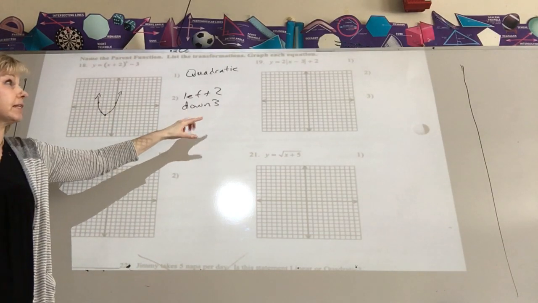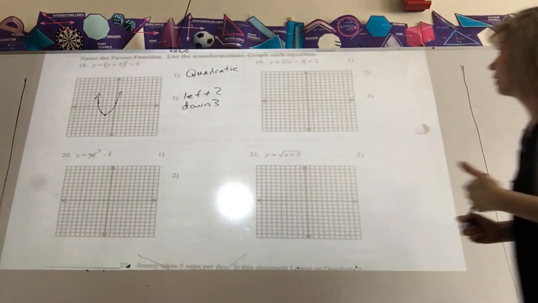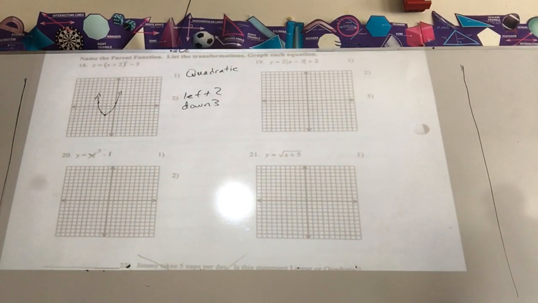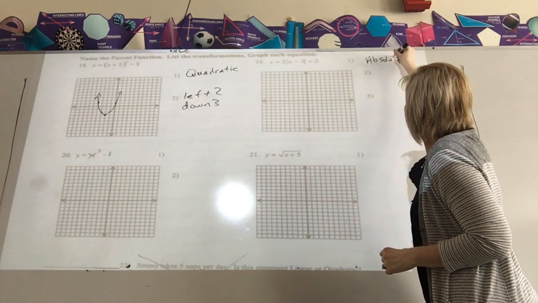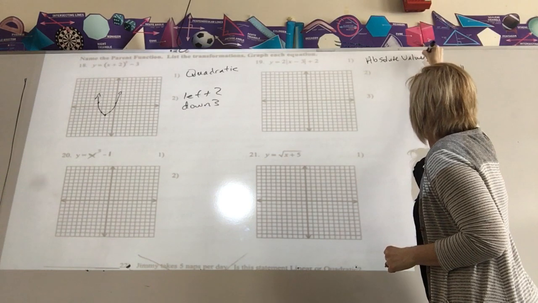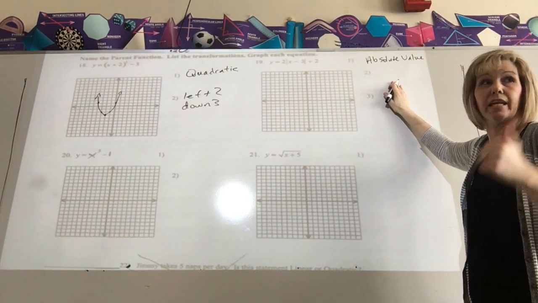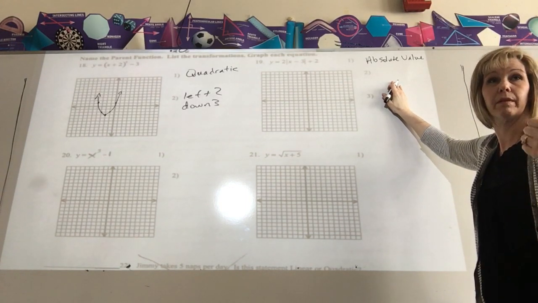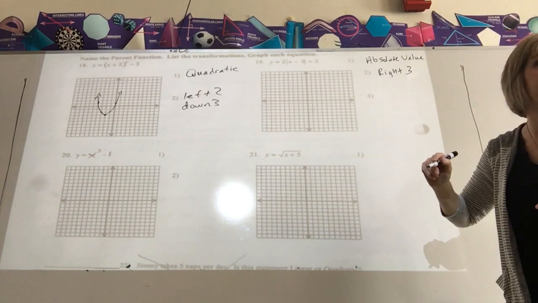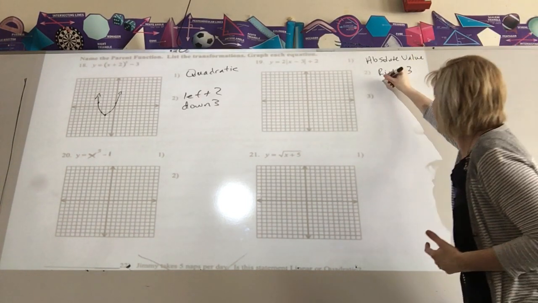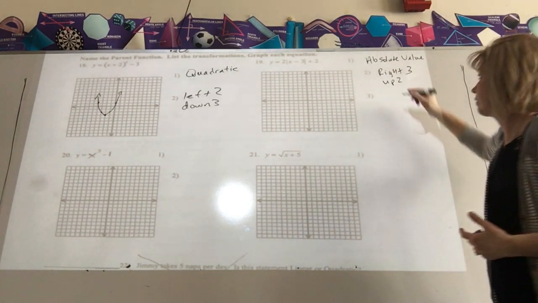Okay, and for 19, I want you to write the name and then what's happening to it. So what's the name to start with? Absolute value. Okay, that's the name of it. What's happening to the absolute value function here? It's getting shifted to the left or right? Right how many? 3. Right 3, up or down? Up. Up how many? 2. Up 2. And what's our stretch? 2. Stretch of 2.